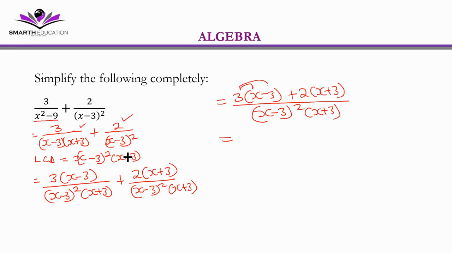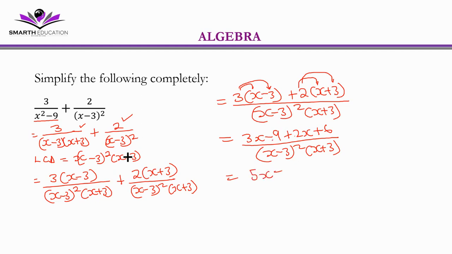3 times x, 3 times negative 3, so it's going to be 3x minus 9. Then positive 2 times x, positive 2 times 3, positive 2x plus 6 over x minus 3 squared, x plus 3. Okay, and then 3x plus 2x, that is 5x, negative 9 plus 6, that is negative 3, then over x minus 3 squared, x plus 3. So we've simplified our expression.